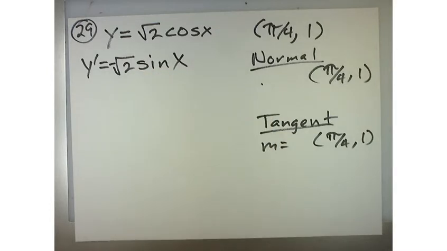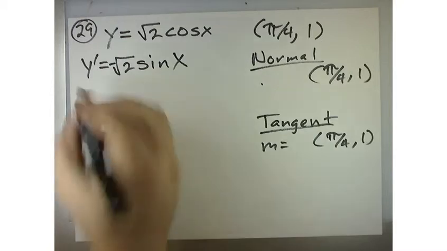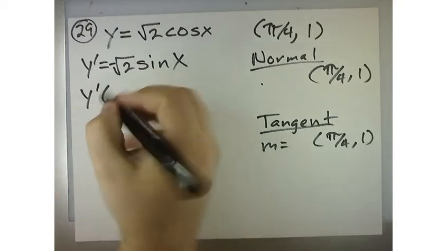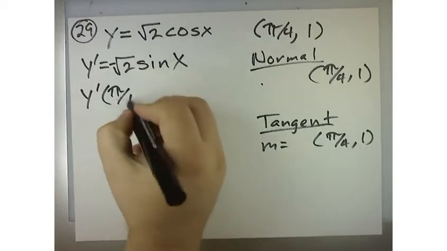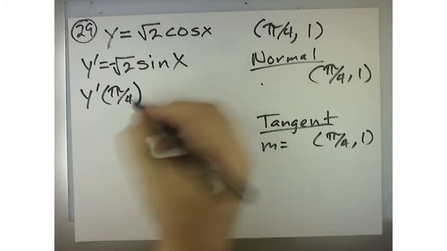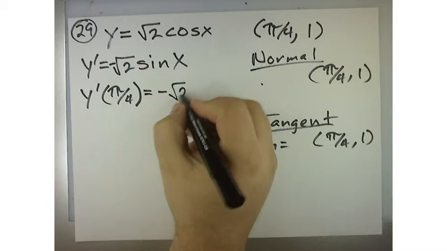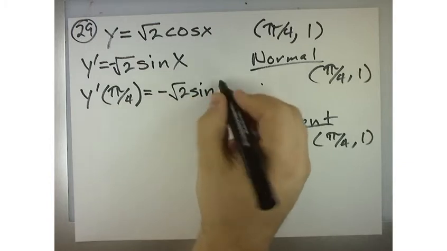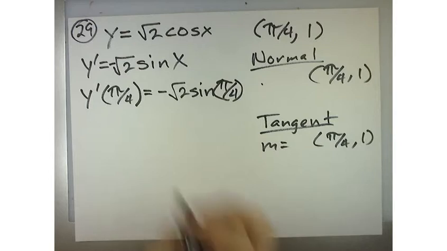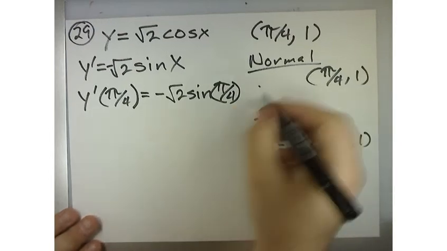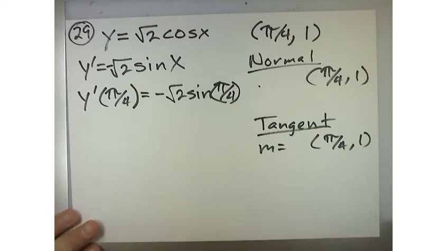Evaluated at what x value? Pi over 4. Yep. Since we're interested in the point pi over 4 comma 1, we take the x value, which is pi over 4, and we say negative root 2 sine of pi over 4. Now, just a little quick review. Pi over 4 is a 45 degree angle. I'll draw this on a separate sheet of paper because I'm going to move it away.